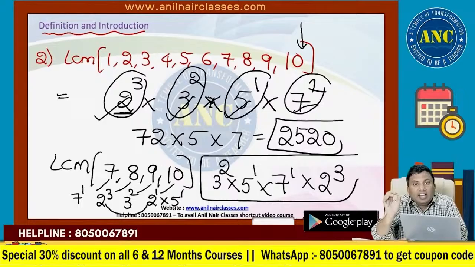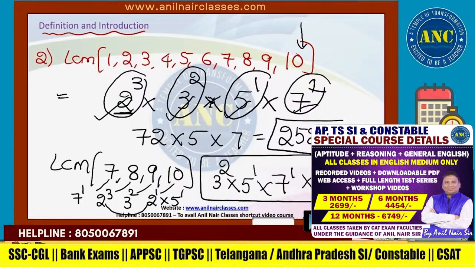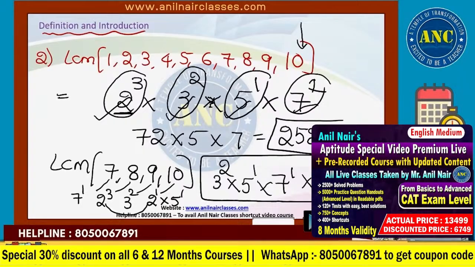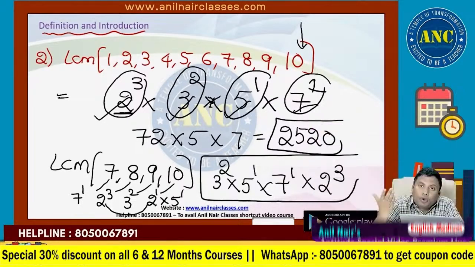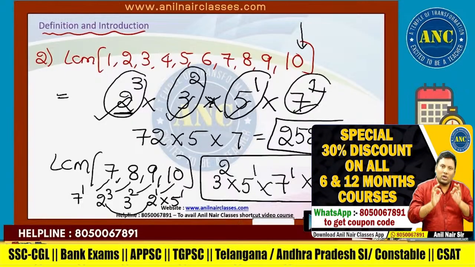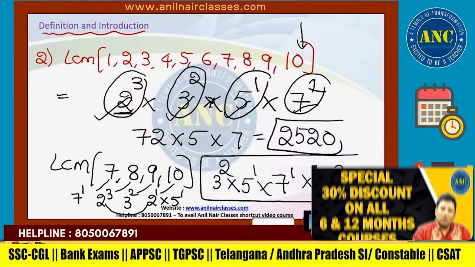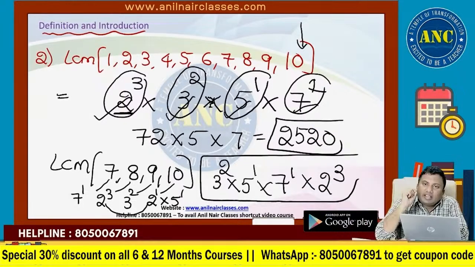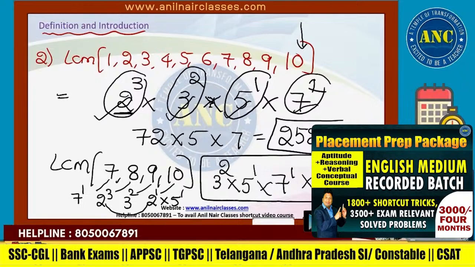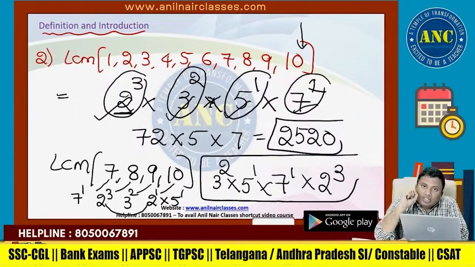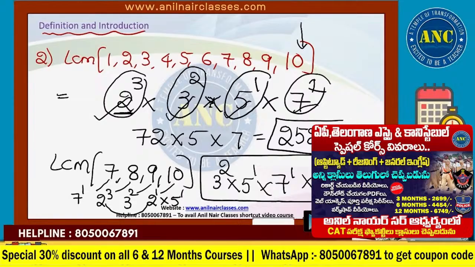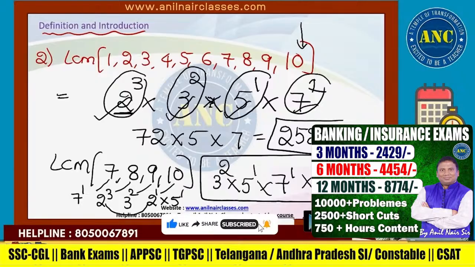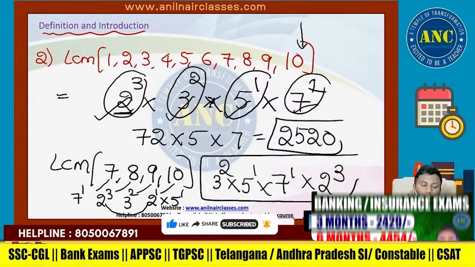I hope it is clear why 8 cannot be removed. If you remove 8, 2 cube itself will go away. But the highest power of 2 till 10 is 2 cube, and 2 cube should come in the answer. So 8 cannot be eliminated. I hope it is clear. LCM always takes the highest power of the given prime bases.